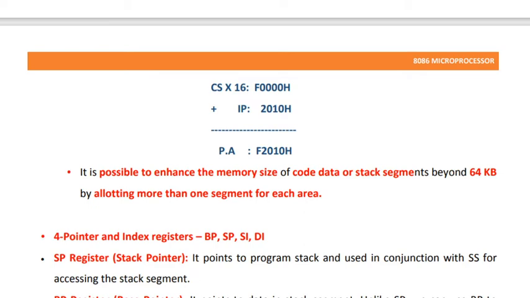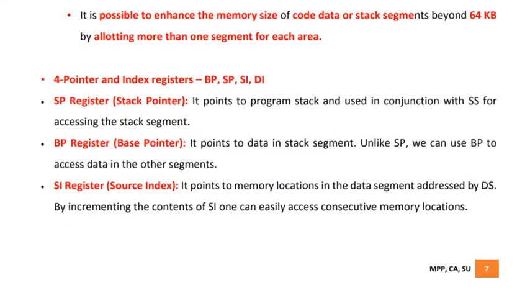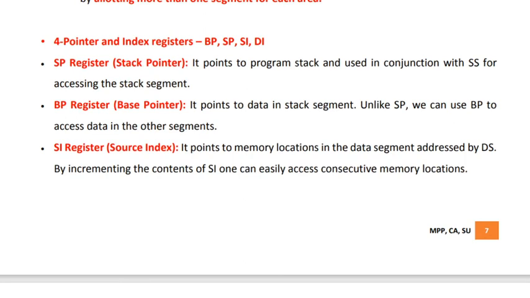Now let us move on to the pointer and index registers. There are 4 pointer and index registers. The pointers are BP and SP, that is base pointer and stack pointer, and we have index registers SI and DI. SI stands for source index and DI stands for destination index. Now let us try to understand the utility of SP, BP, SI and DI.